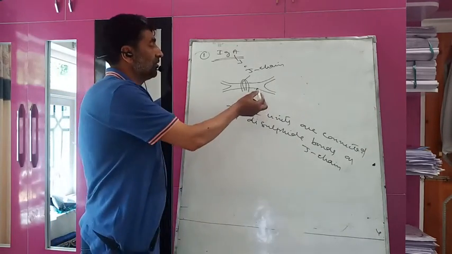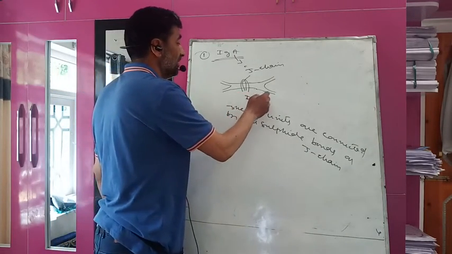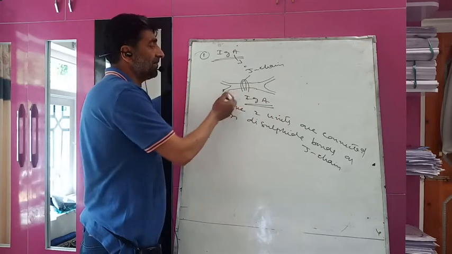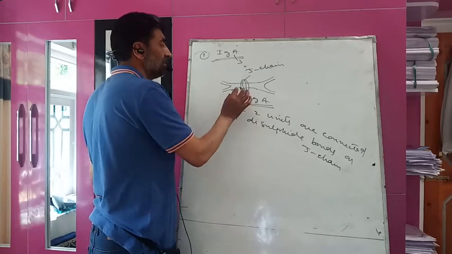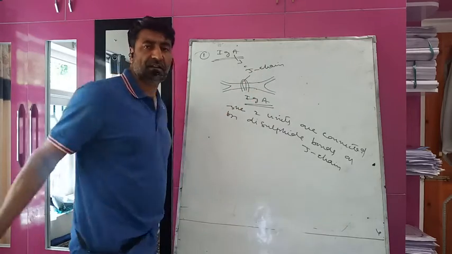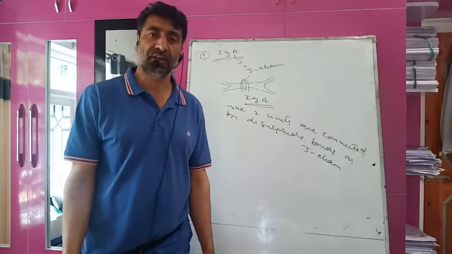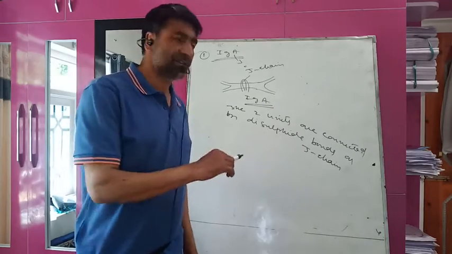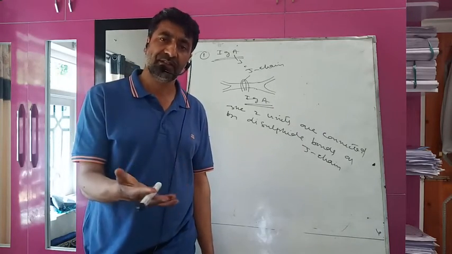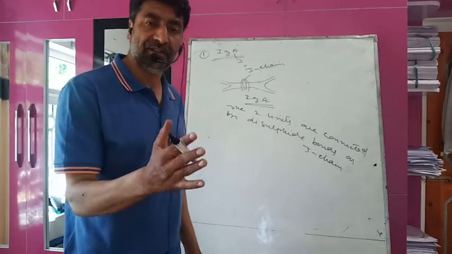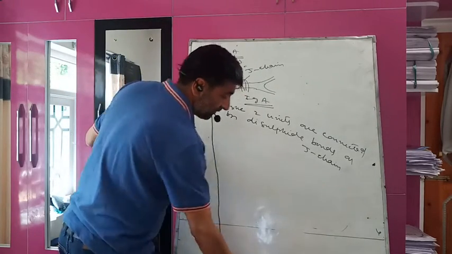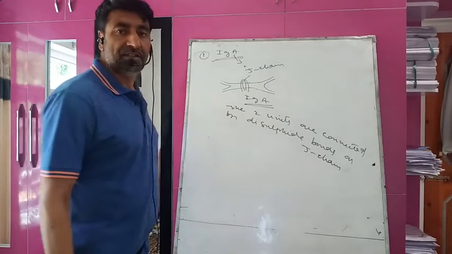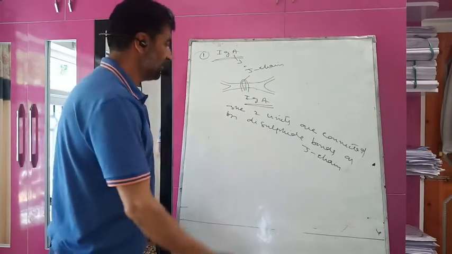So IgA is a dimer. It has two units, and they are connected by the J chain and disulfide bonds. Each unit has the light chain and the heavy chain.